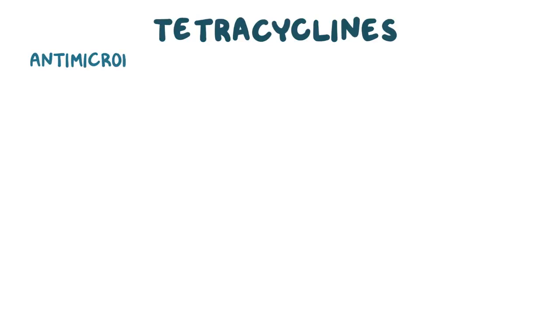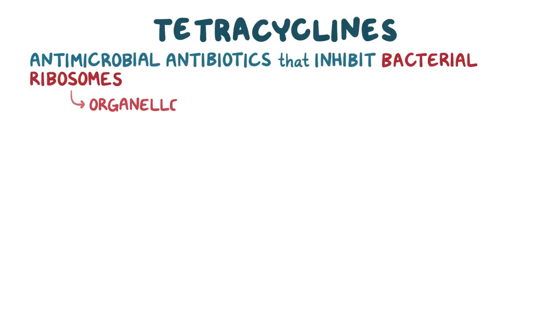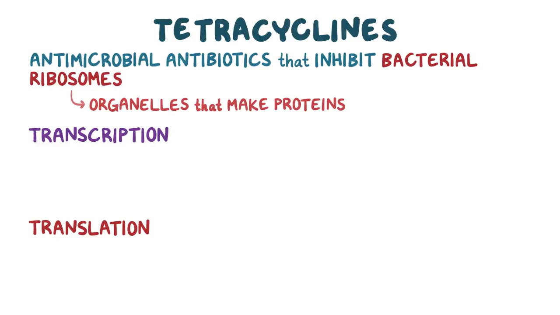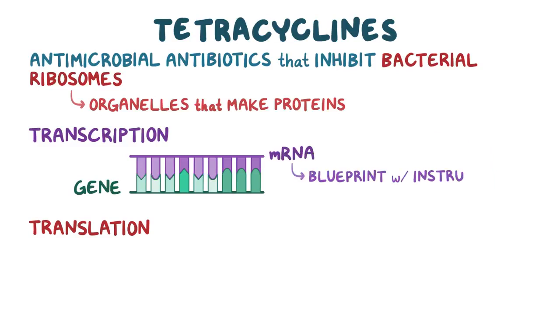Tetracyclines are antimicrobial antibiotics that inhibit bacterial ribosomes, which are the organelles that make proteins. Genes become proteins in two steps: transcription and translation. During transcription, a specific gene on the DNA is read and a copy is made called a messenger RNA, which is like a blueprint with instructions on what protein to build.